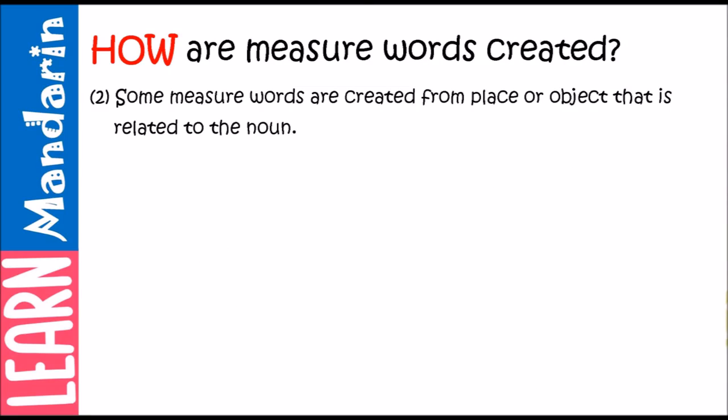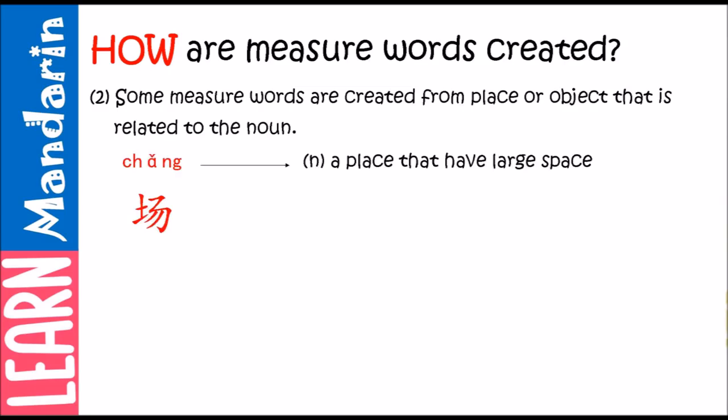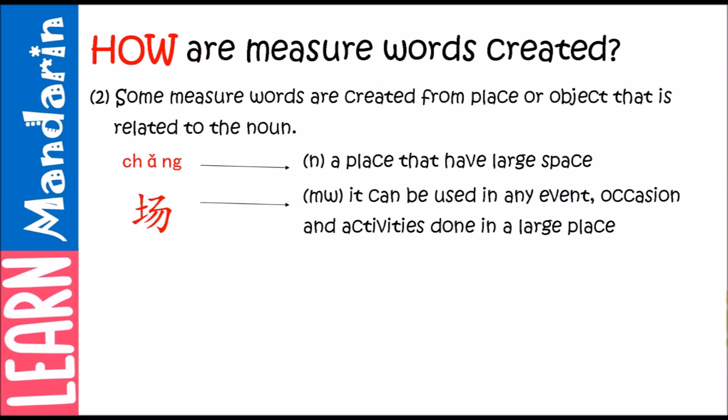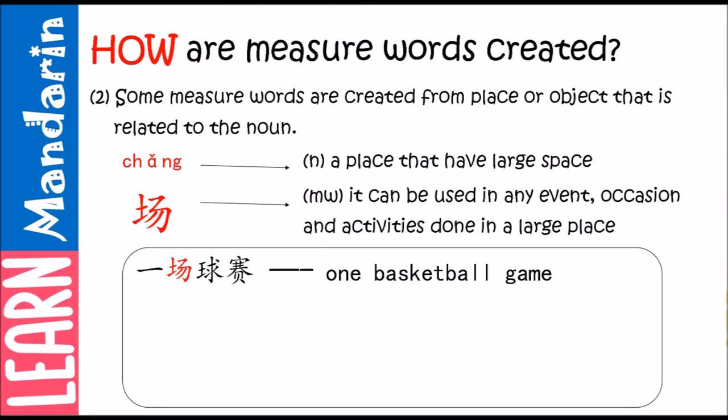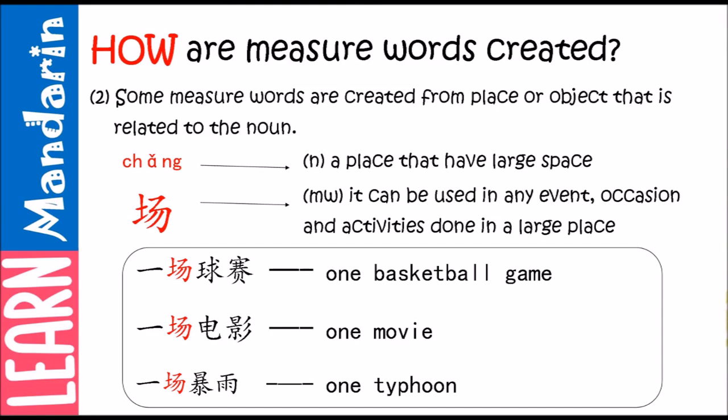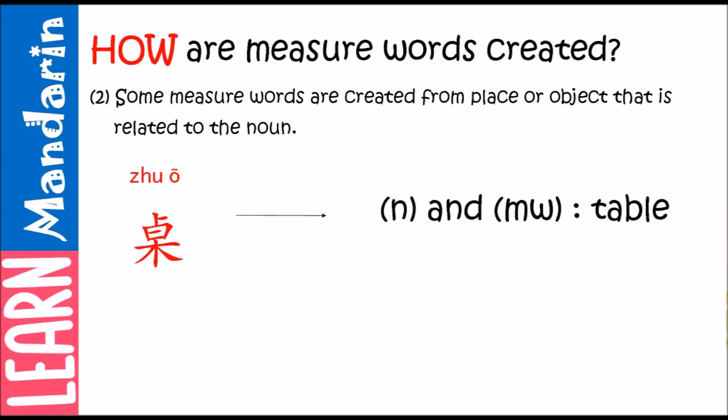Next, some measure words are created from a place or object that is related to the noun. Examples are the measure words 场 and 桌. As an individual word, 场 is a place that has a large space, and as a measure word, it can be used for any events, occasions, and activities done in a large place. 一场球赛, 一场电影, 一场暴雨, to name a few.